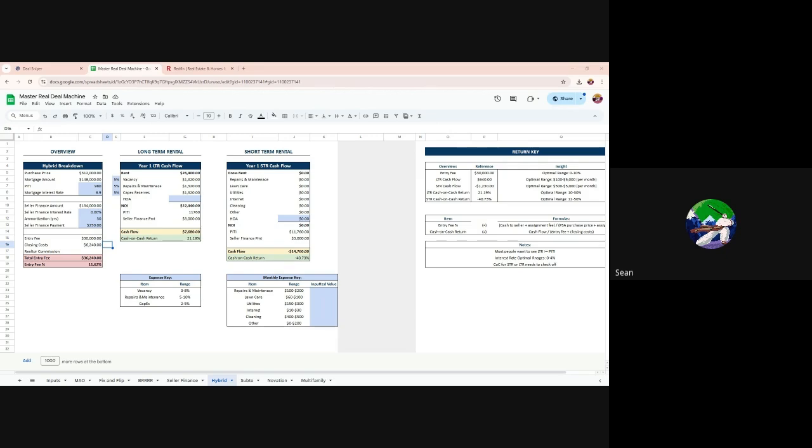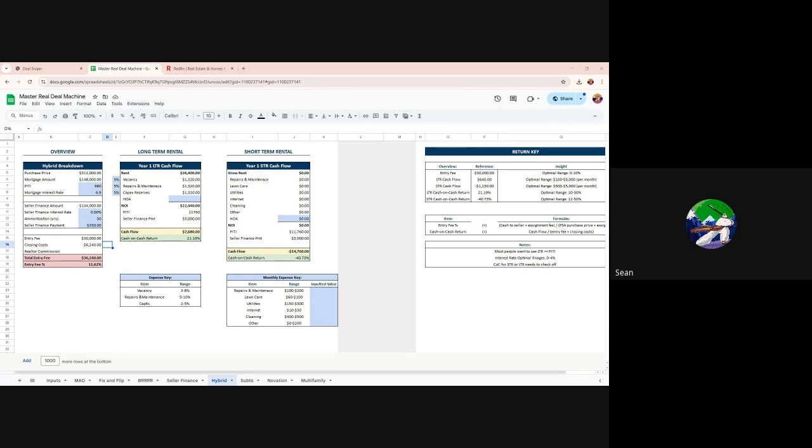What's the difference between a hybrid and a seller finance? A seller finance is when they don't have a mortgage. So they become the bank. We're giving them monthly payments, we're negotiating a down payment with them, and then once everything's paid off, they get to walk away. We get to walk away, or by we, the investor.